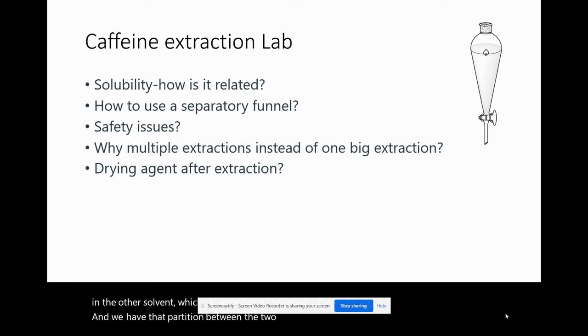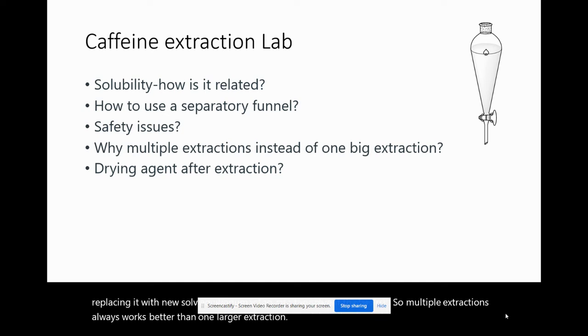The more extractions we do, we're kind of forcing that extraction, kind of like an equilibrium, to go into the solvent that we're taking. As long as we're replacing it with new solvent, we can get more material to dissolve in it. So multiple extractions always works better than one larger extraction.